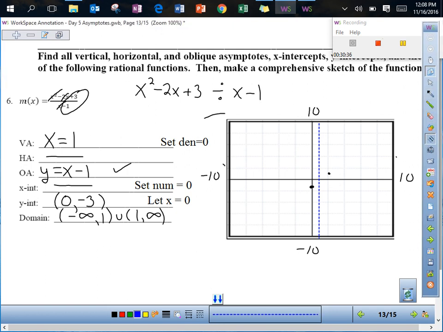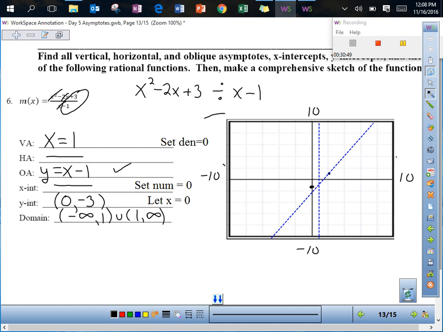And then, let me see if I can draw that with this thing. So my oblique asymptote is going to look something like that. Really, it needs to be up just a little bit, but we'll get the hint. Now come back, and we got to decide how this thing looks.